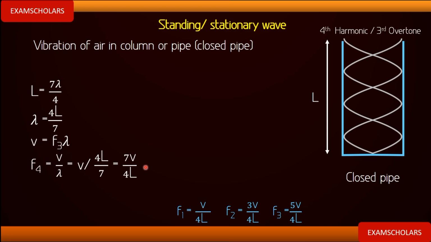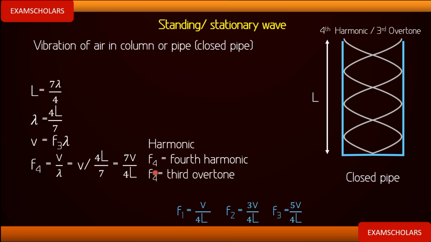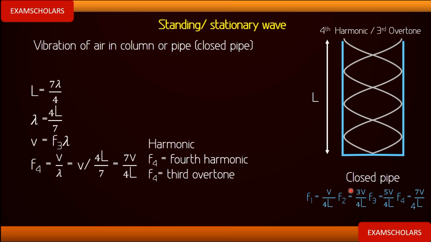Before putting it down, we know that this is harmonic. You can call it harmonic F4, which is the fourth harmonic, also known as what? Third overtone. Okay? Now let's put it here. Let's see what will happen next. Now we have written them here, what we have calculated.